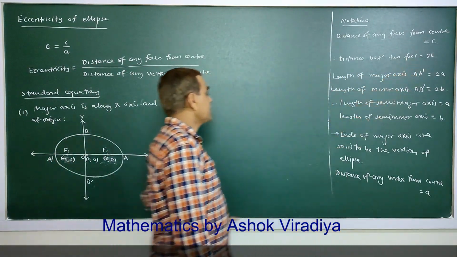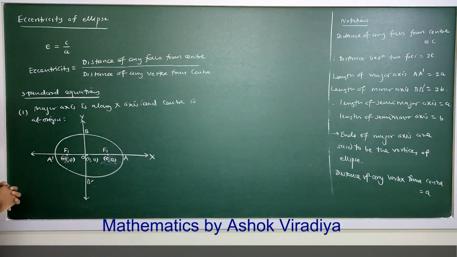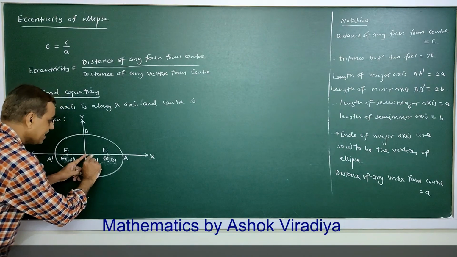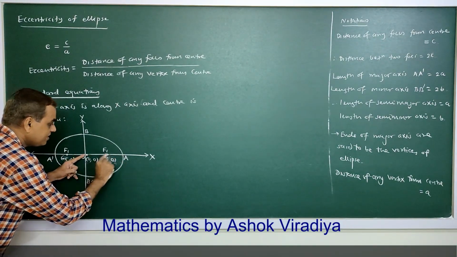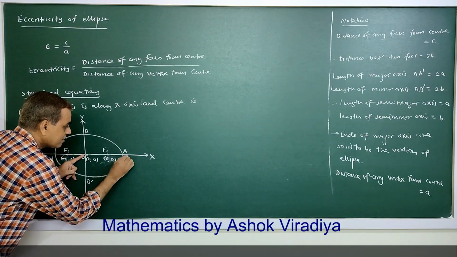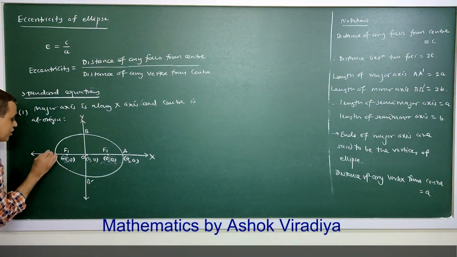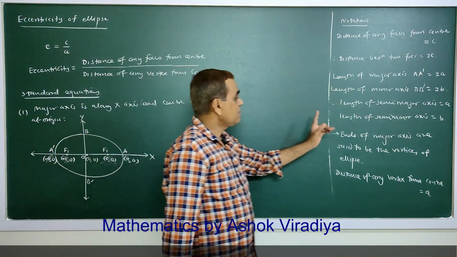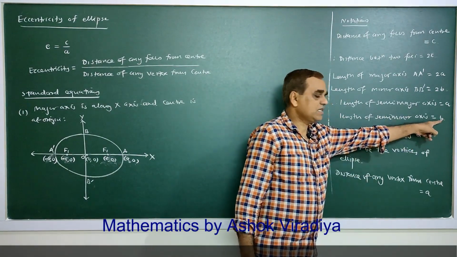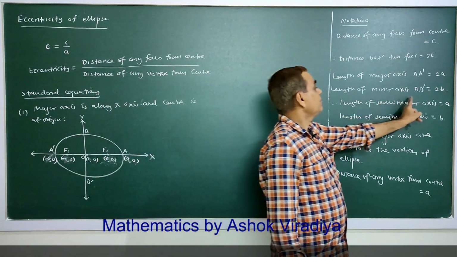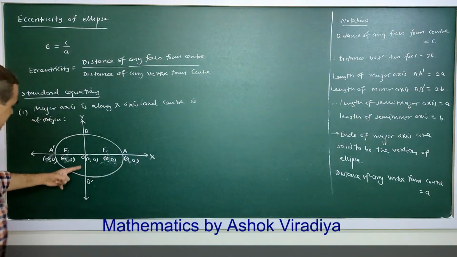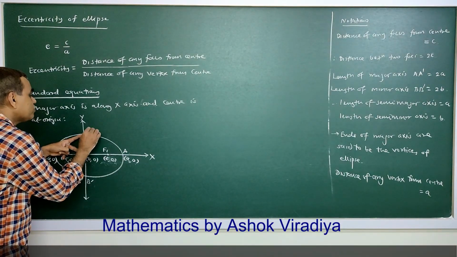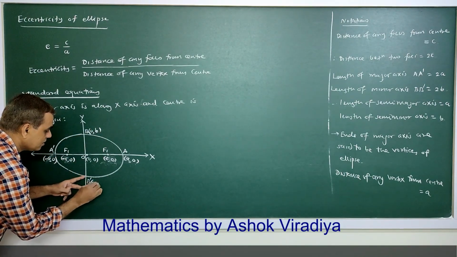So the distance between two foci is 2c. The distance of any vertex from center is a. This distance is a. A is vertex. So the coordinates of A are (a, 0), and hence the coordinates of A dash are (-a, 0). Then the length of semi minor axis is b. The length of minor axis is 2b. So the coordinates of B are (0, b). This is (0, -b).